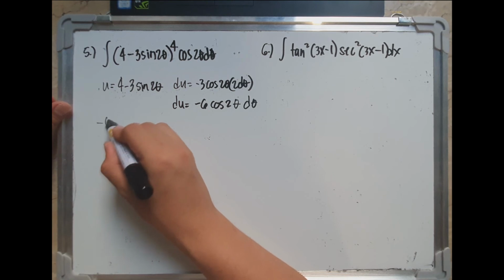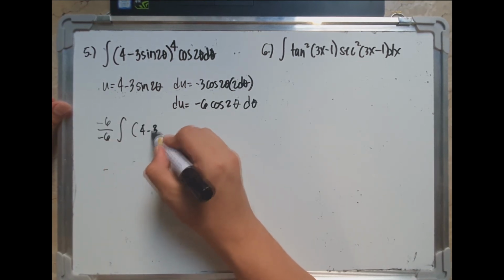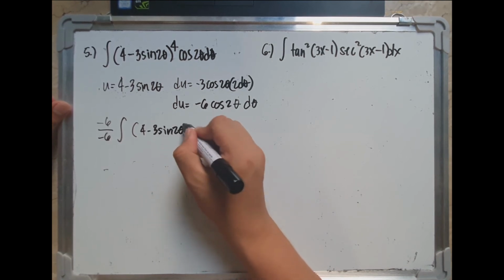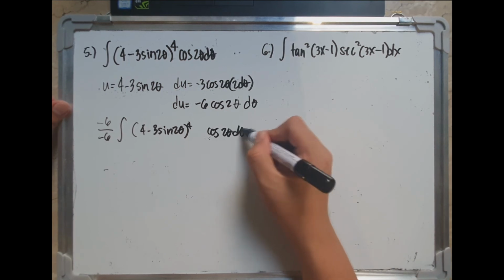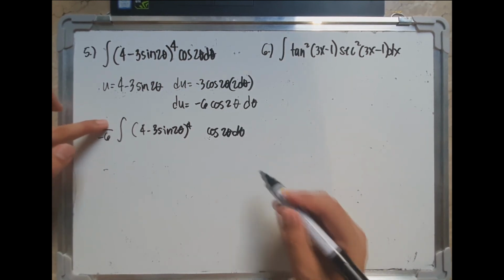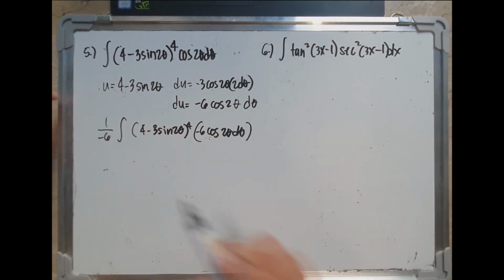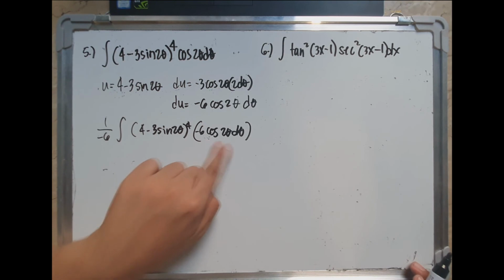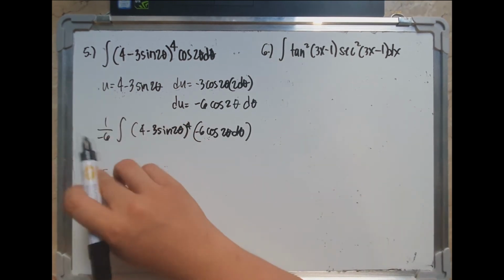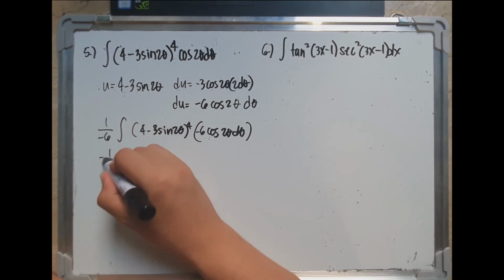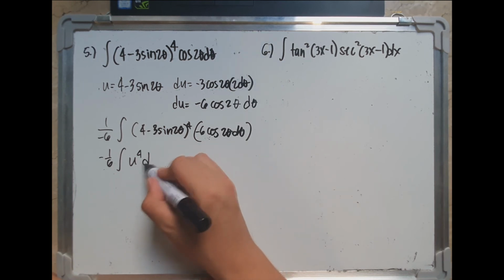Multiplying with negative 6 over negative 6, integral of 4 minus 3 sine 2 theta raised to the power of 4 cosine 2 theta d theta. Writing negative 6 inside, replacing it with 1. So we now have a du, and we have the u raised to the power of 4. This will be equivalent to negative 1 over 6 integral of u raised to the power of 4, and this is the du.